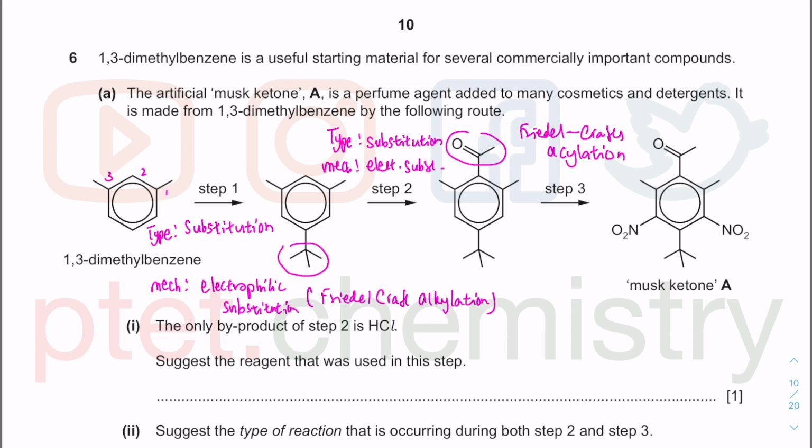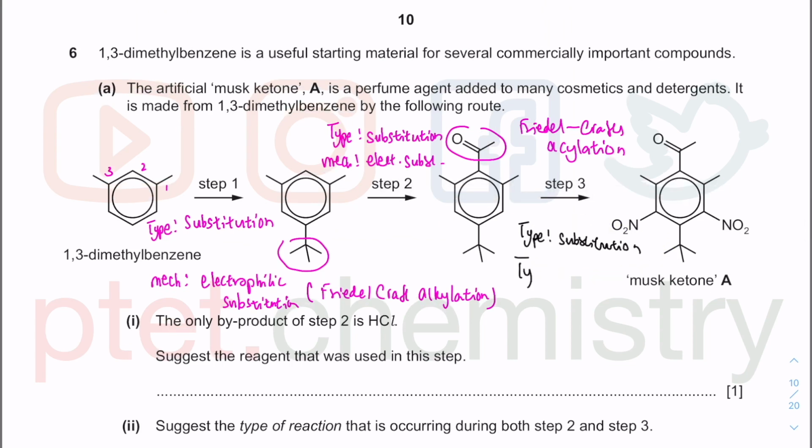So the rest of it, you have done another electrophilic substitution there. So the very last step 3, the type there again is substitution, as you have substituted another 2 hydrogens on the benzene ring with NO2 and NO2. This mechanism is again electrophilic substitution, but in each of these electrophilic substitutions, you have used a different electrophile in order to substitute onto the benzene ring. Here you have used an alkyl group. Here you have used an acyl group. Here you have used an NO2+.